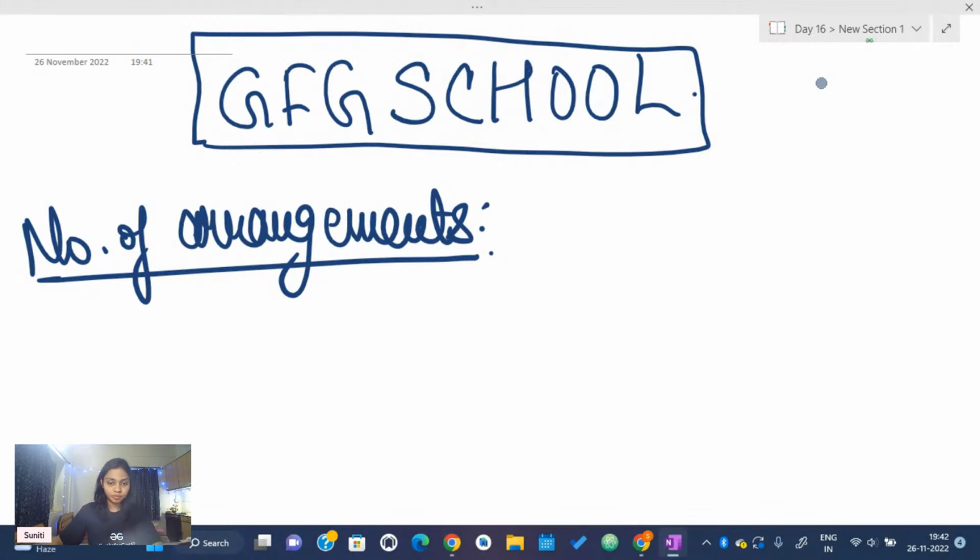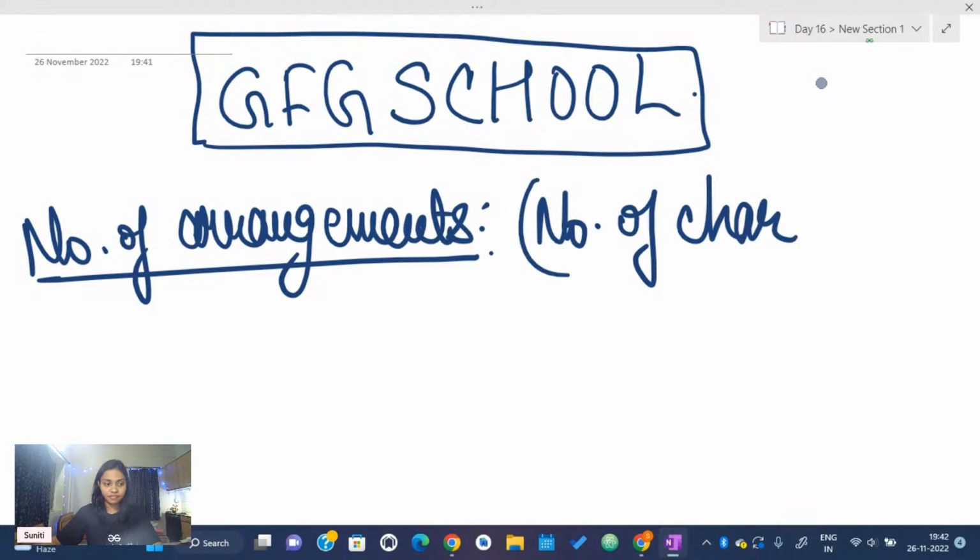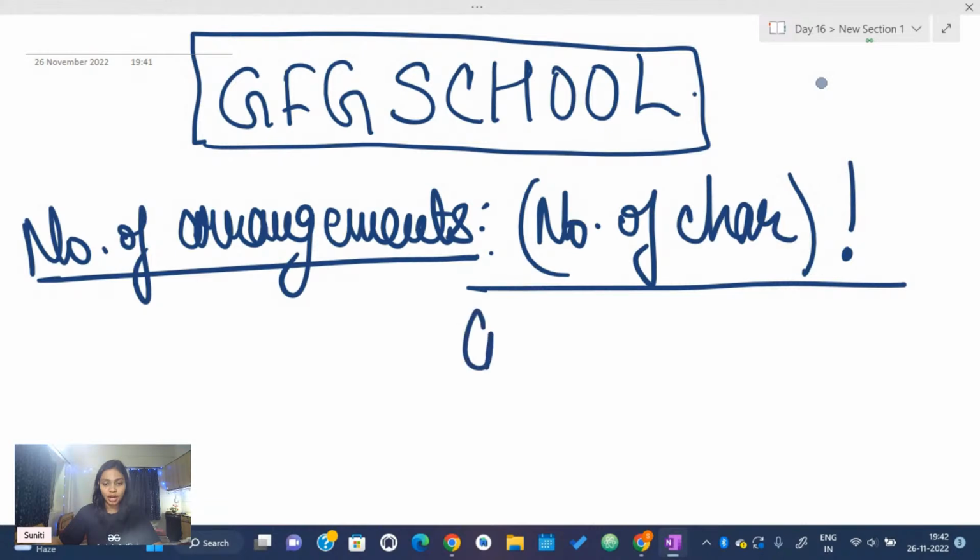So this is a permutation question. The word that is given to us is GFG SCHOOL. Whenever a word is given, the total number of possible arrangements is the factorial of the number of characters, and then we divide it by the factorial of the count of duplicate characters.